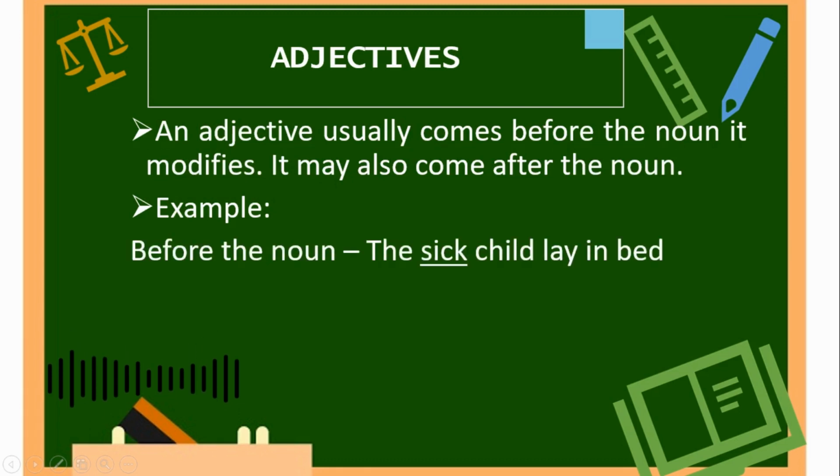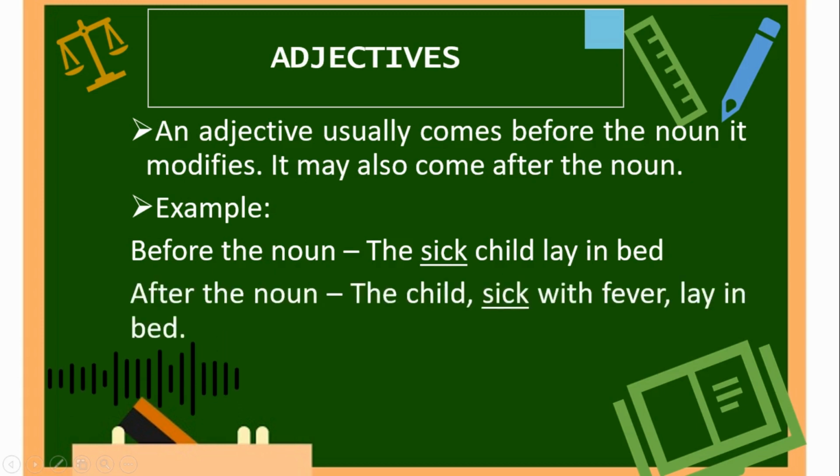Before the noun, I have here an example: the sick child lay in bed. Our adjective here is the word sick that describes the noun child. For after the noun: the child sick with fever lay in bed. Our noun here is child, and our adjective comes after the noun, which is the word sick.